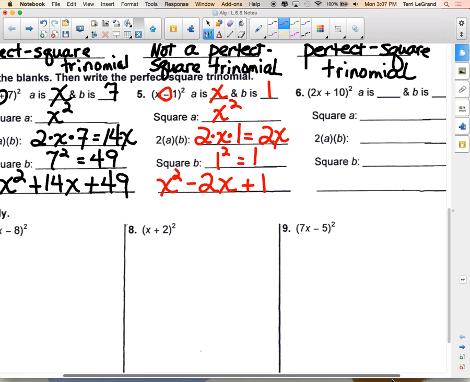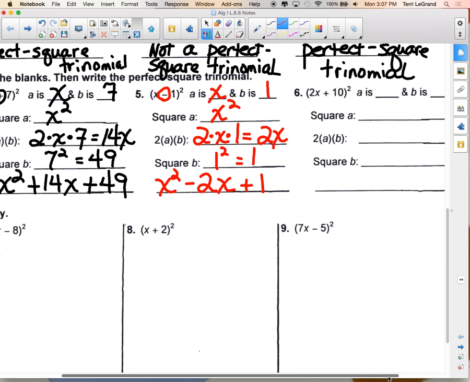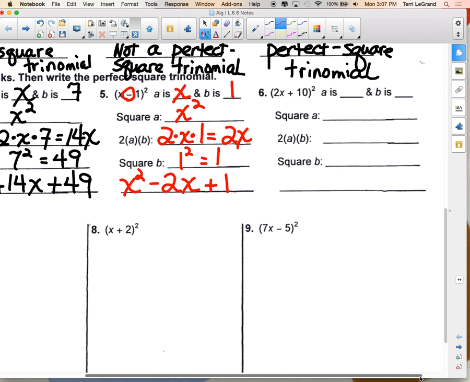Go ahead and do this last one, number 6, on your own. Filling in the a, the b, the squaring, doubling, squaring again, and your final answer.